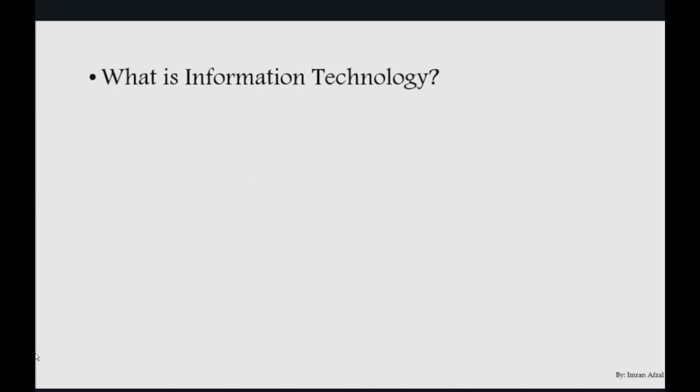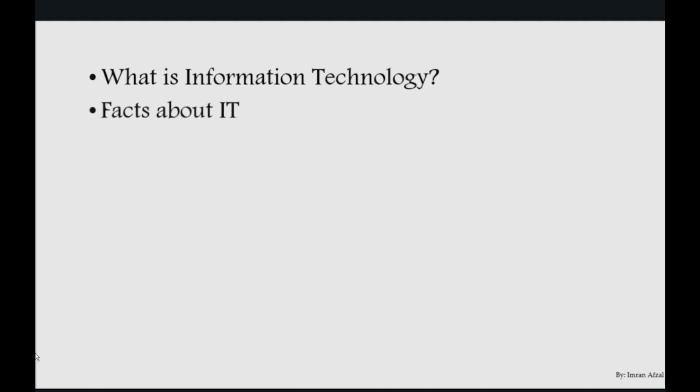Okay, let's take a look. What exactly are we going to learn in this course? What is information technology? Yes, everybody wants to know what it is. A lot of us know, but some of them don't really know exactly the real meaning of information technology. We'll cover that because this is something you really should know if you want to get into IT.